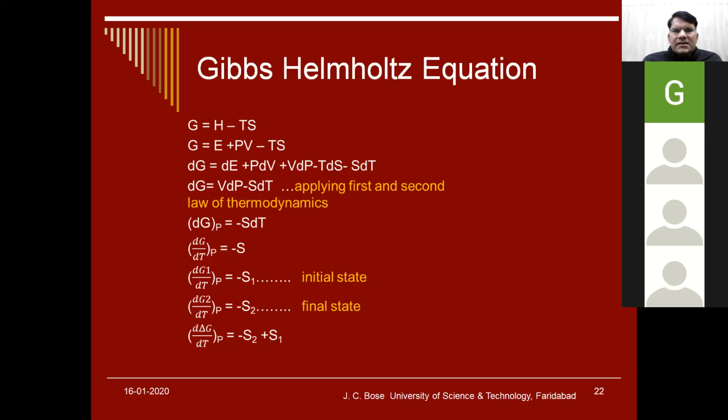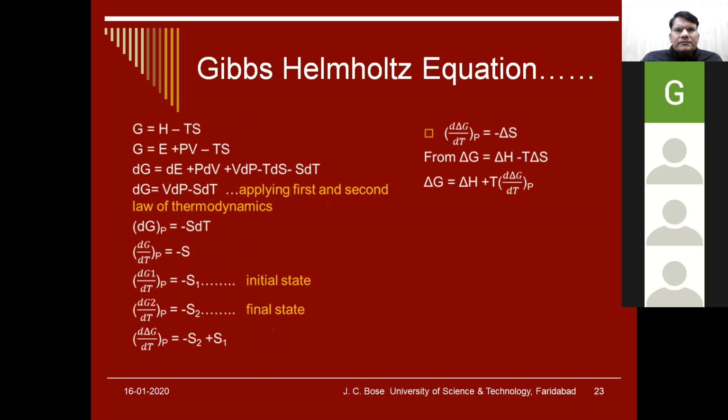So if we subtract the initial state from the final state, then we will have dG2 by dT minus dG1 by dT. This will be equal to minus S2 and minus minus plus S1. And G2 minus G1 we will denote as delta G. So this d by dT of delta G at constant pressure is equal to minus S2 plus S1. Further, this is the Gibbs Helmholtz equation.